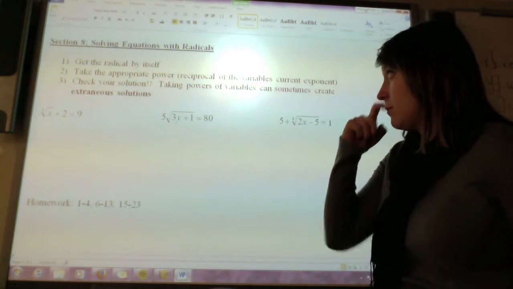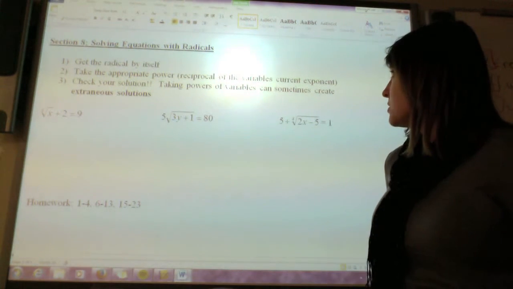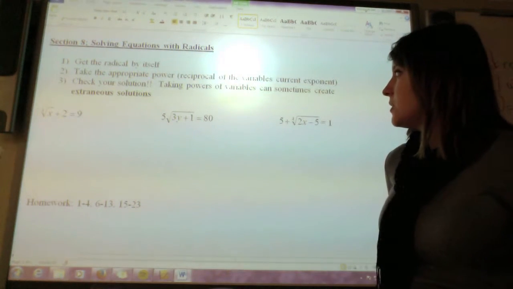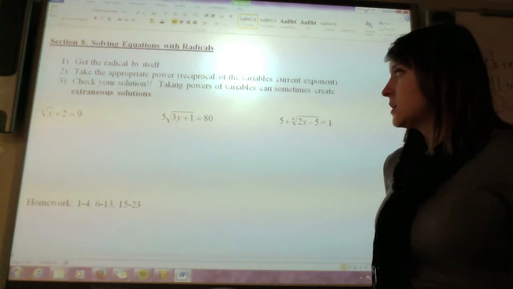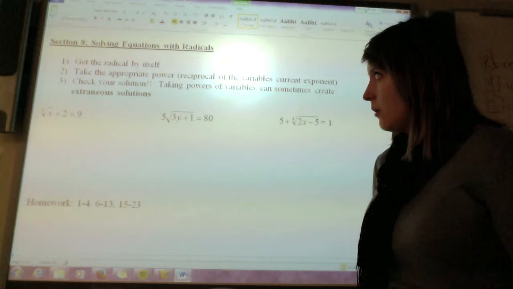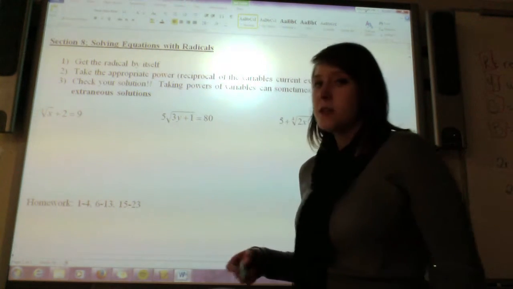So, first step, we want to get the radical by itself. Then we want to take the appropriate power, which is going to be the reciprocal of whatever exponent you have. And then you want to check your solution, because remember, sometimes you can create extraneous solutions that don't actually mean anything.